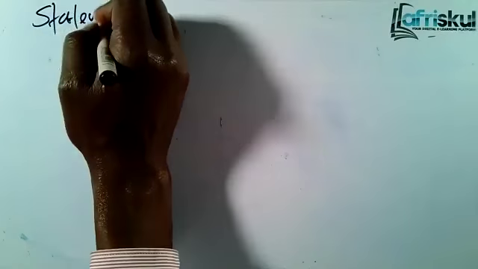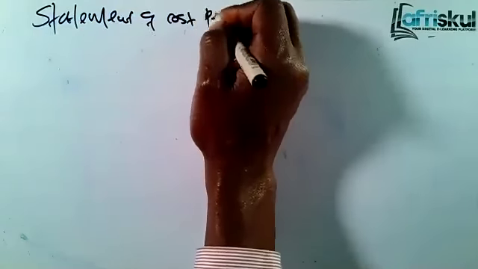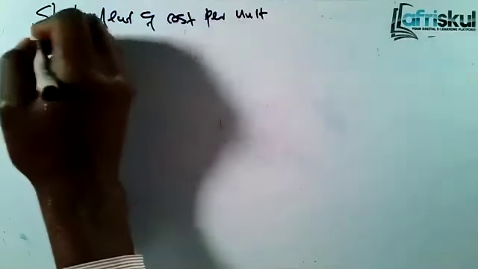So third last item, before you go, is it third last or fourth last? It is what we call statement of cost per unit. Statement of cost per unit.